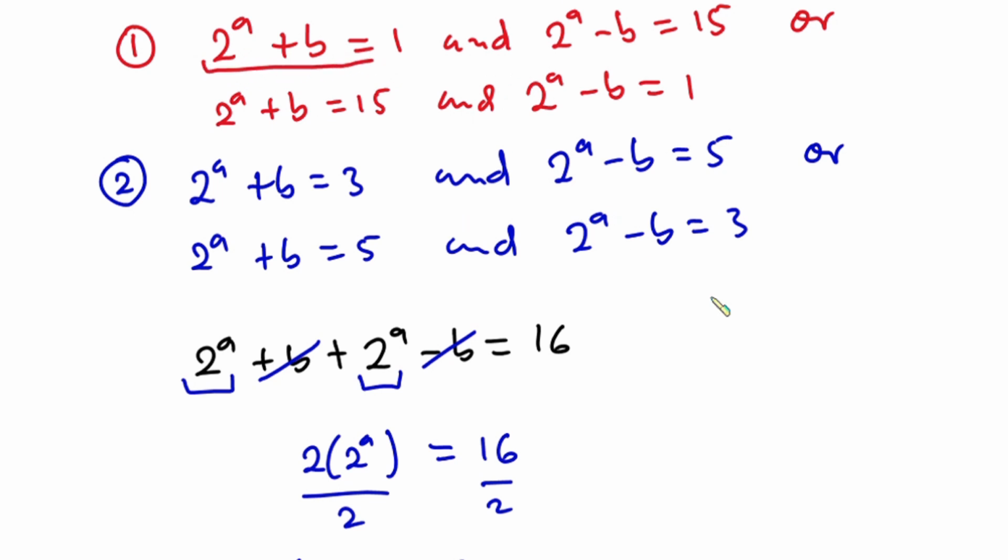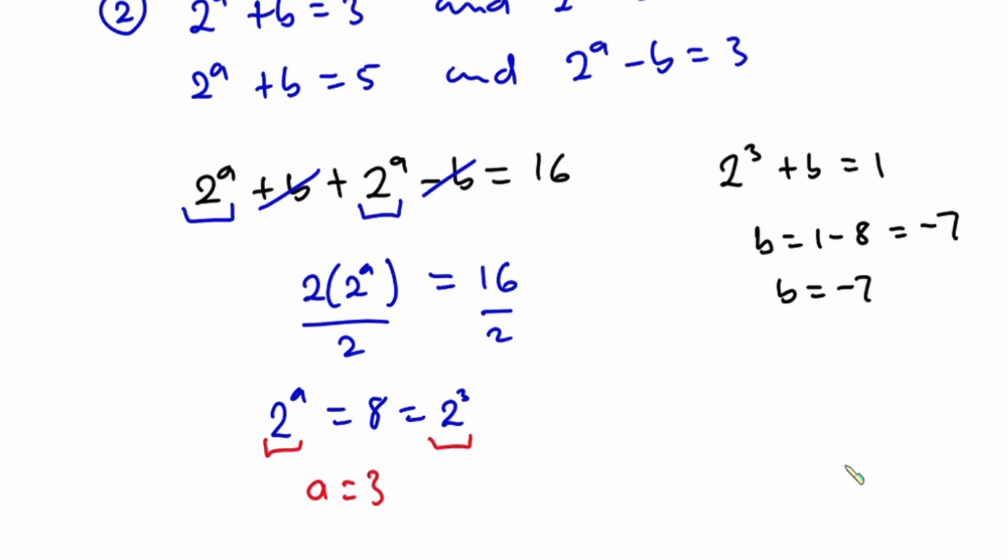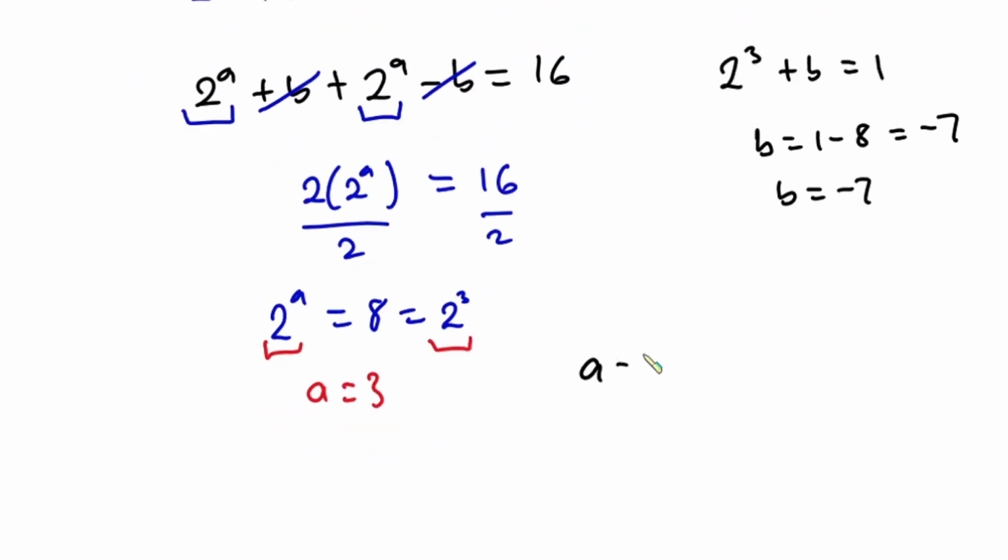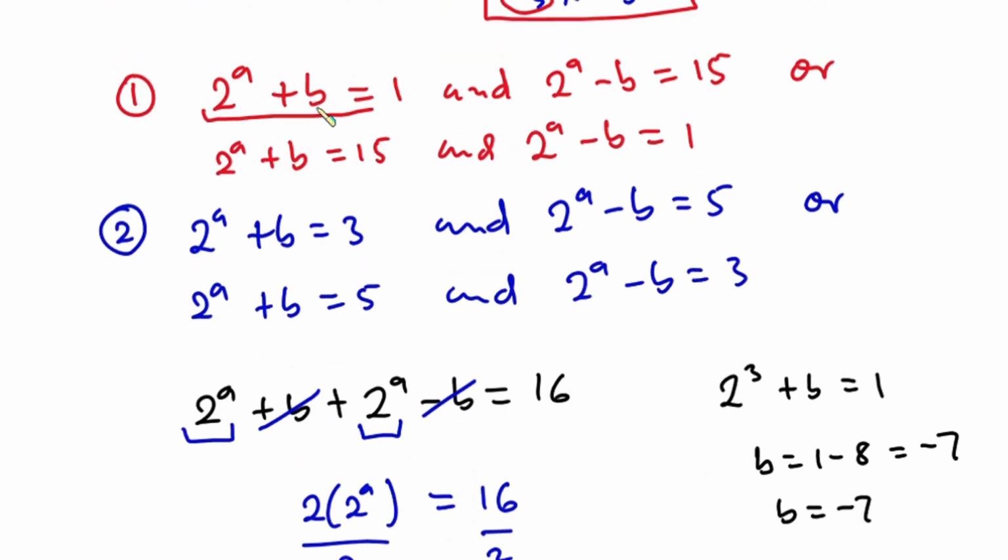So we have 2 to the power 3 plus b is equal to 1. So here 2 to the power 3 is 8. So moving this 8 to the right hand side, we have b is equal to 1 minus 8, which is equal to negative 7. So we have b equals negative 7, right? So from the first case, if a is equal to 3, b is equal to negative 7. So we are done for the first one.